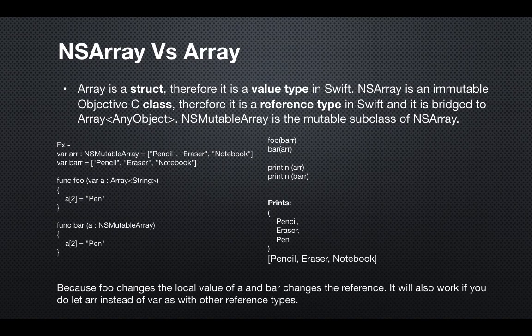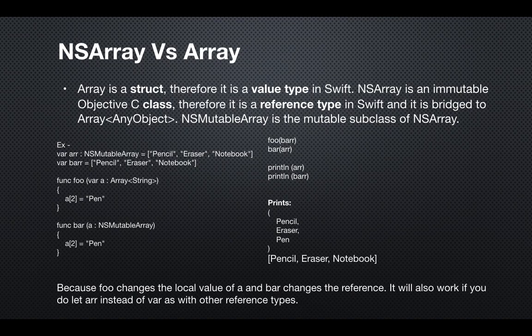Okay, NSArray versus Array. This is a very important question, and you will be asked this question a lot in interviews. What is the difference between NSArray and Array? Array is a struct, and struct is a value type, whereas NSArray is an immutable Objective-C class, and therefore it's a reference type. If you know the difference between value type and reference type, you know the difference between Swift Array and NSArray as well. If you do not know the difference between value type and reference type, I would again suggest you go to the first part of this series where I have explained the difference between struct and class.